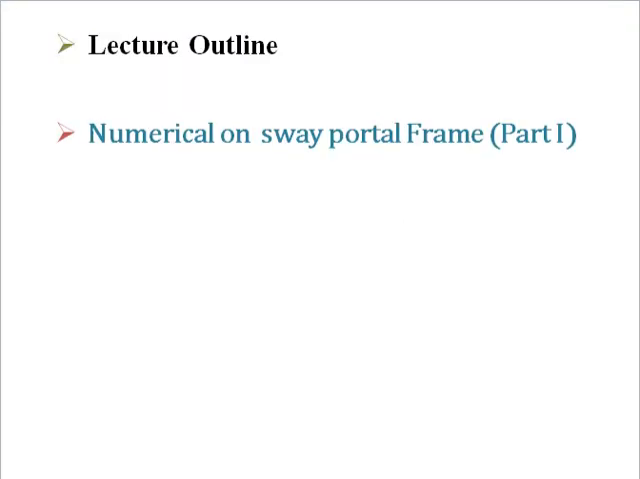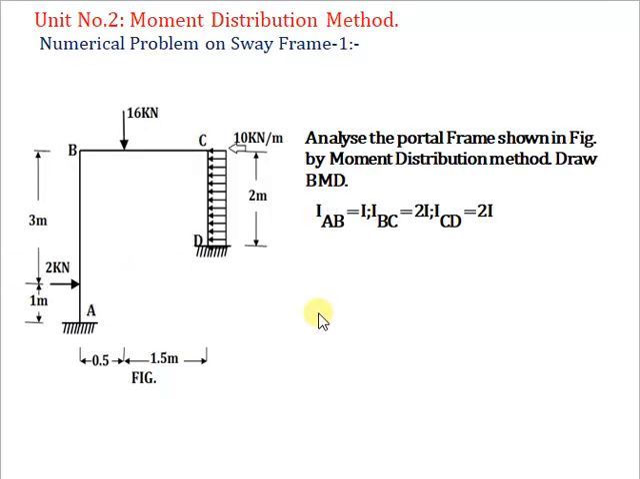Lecture outline: Numerical on Sway Portal Frame, Part 1. Numerical problem as follows. Analyze the portal frame shown in figure by moment distribution method. Draw bending moment diagram. Moment of inertia for column AB is I. Moment of inertia for BC and CD members are 2I.